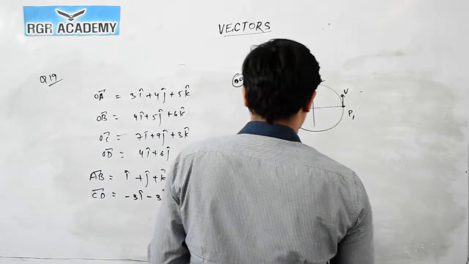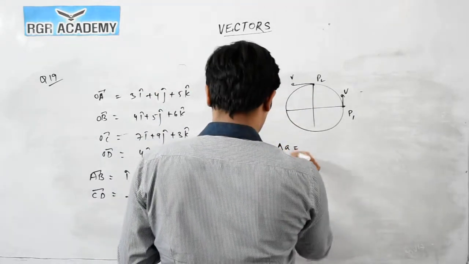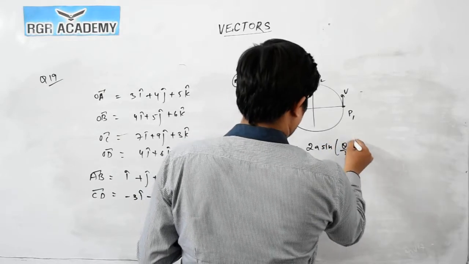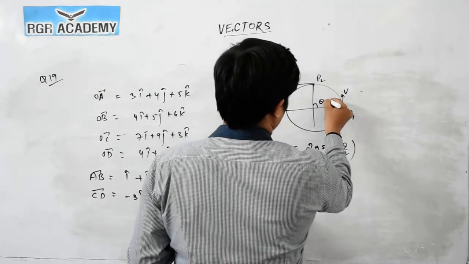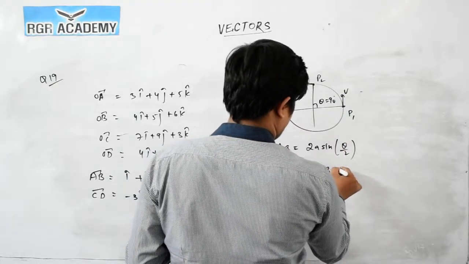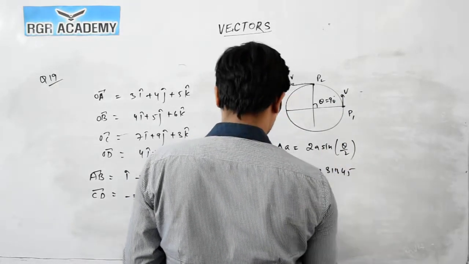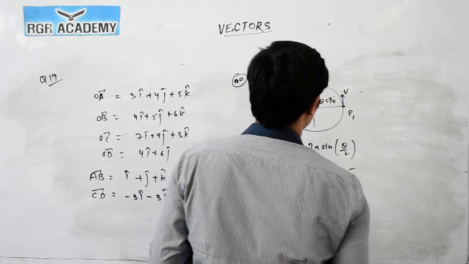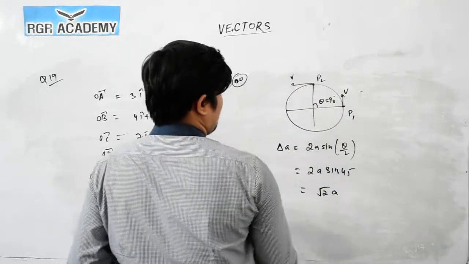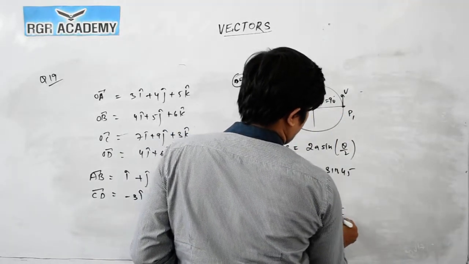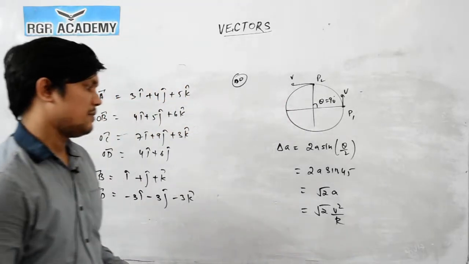We can write the change in acceleration, delta A, equals 2A sine theta by 2. Here theta is 90 degrees, so this is 2 into A sine 45, which equals root 2 times A, where A is the acceleration of the particle. The acceleration is V square by R, so the answer is root 2 V square by R.